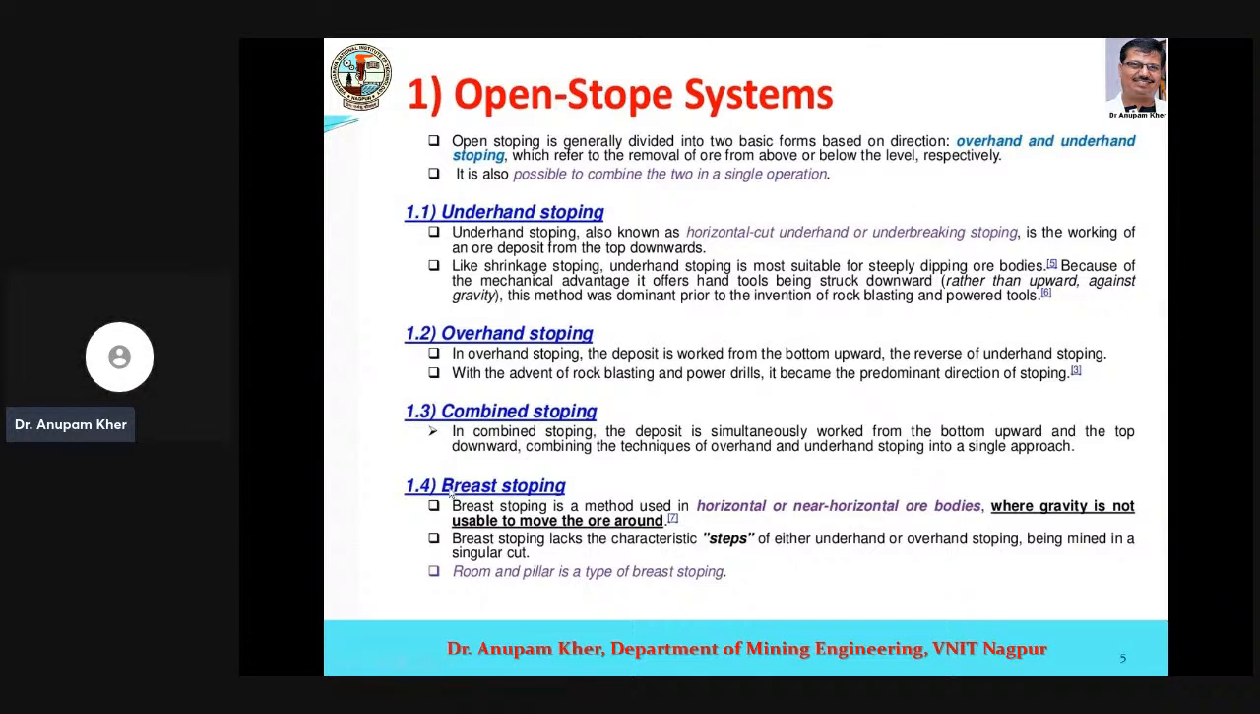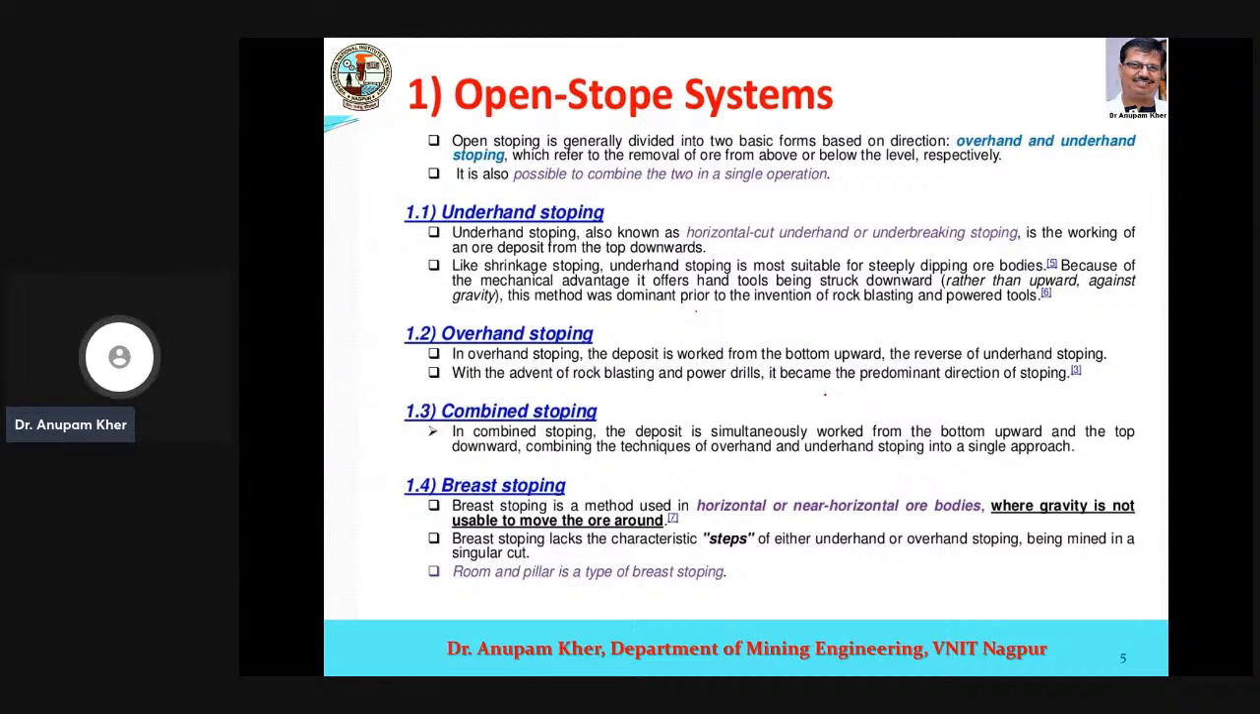And this is called breast stoping. So if you are moving downwards, then this is underhand stoping. If you are moving upward, then it is overhand stoping. And if you are moving in the frontal direction, in the direction of the chest, it is called breast stoping. Just remember, these are directional terms.